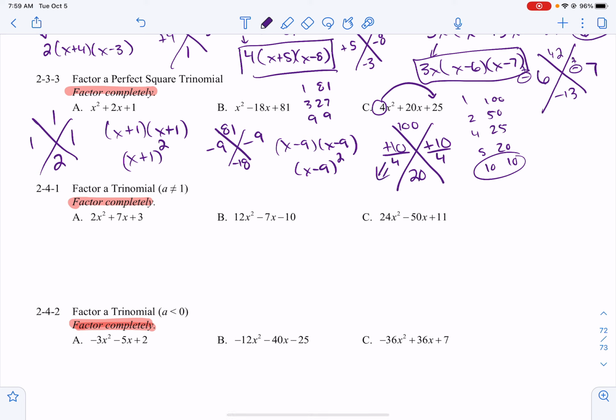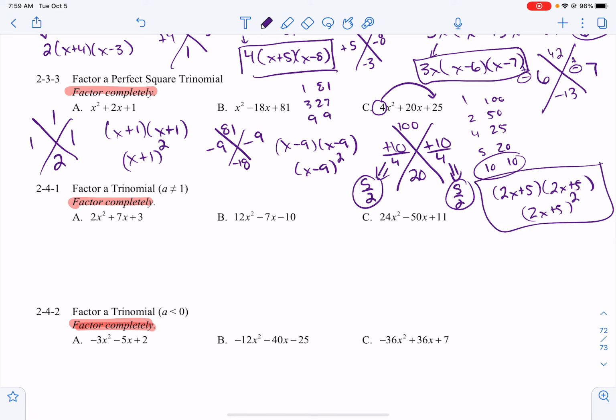So this side becomes 5 over 2. This side also becomes 5 over 2. So both of my parentheses are 2x plus 5. Or I could write 2x plus 5 squared. I'll accept either of those answers. They're both correct. So either of those would work as your final answer.